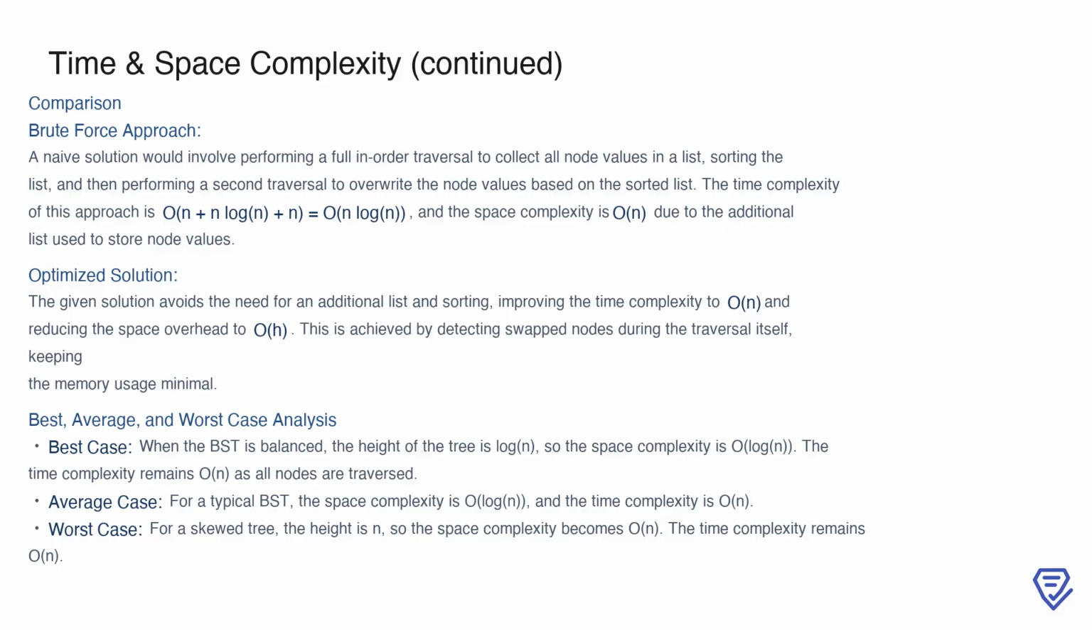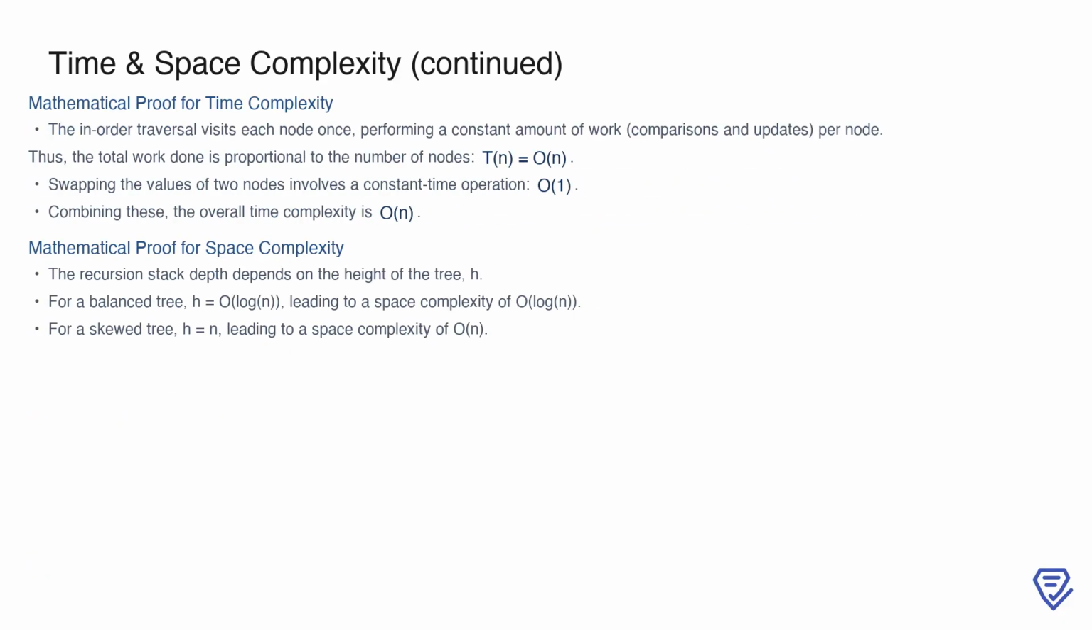In the worst case, with a skewed tree, the height is n, and the space complexity increases to O(n), though the time complexity remains O(n). Finally, let's look at the mathematical proof for these complexities. For the time complexity, during an in-order traversal, each node is visited exactly once, and a constant amount of work is performed on each node, such as comparisons and updates. This makes the total work proportional to the number of nodes, resulting in T(n) equals O(n). The swapping of values between two nodes is an O(1) operation, which does not affect the overall complexity, keeping it at O(n).